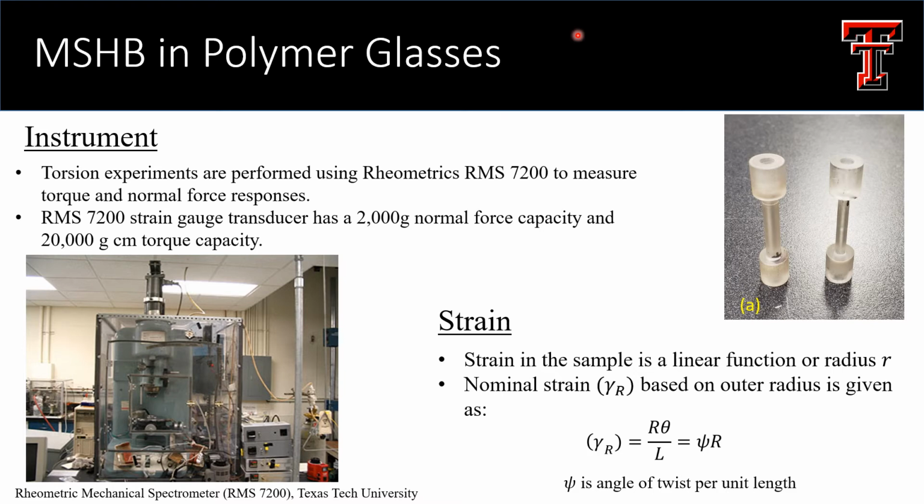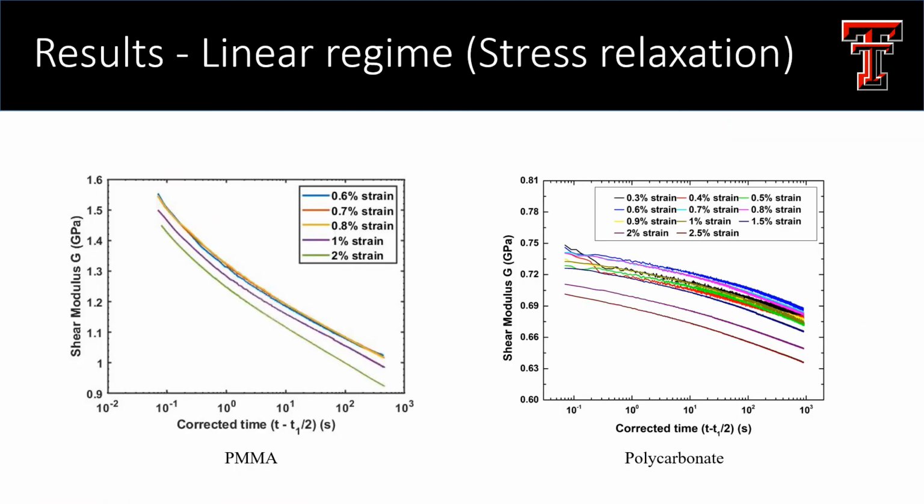To prepare samples, PMMA and polycarbonate rods were obtained and machined into cylindrical specimens with a gauge length of 30 mm and a diameter of either 4.5 or 6 mm as shown in the image. Strain in the cylindrical sample is a linear function of radius and is given by the equation r theta by L as shown. Theta is rotation in radians and psi is the angle of twist per unit length.